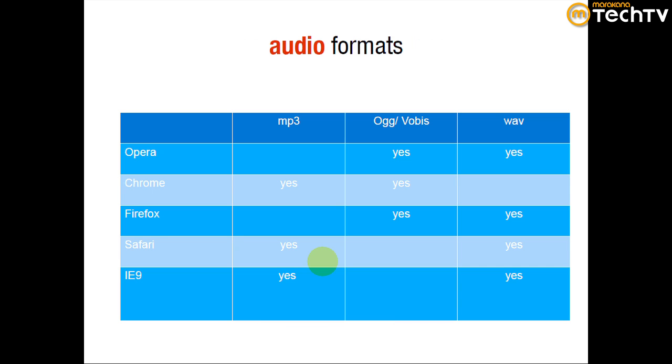We have a similar situation with audio formats too. MP3 isn't supported by Opera and Firefox because MP3 has licensing or royalty issues in some territories. Ogg Vorbis is an excellent codec for audio. It's the one that Spotify use if you guys use Spotify, and that is supported by Opera, Chrome, and Firefox.